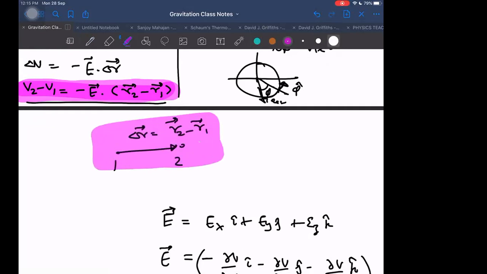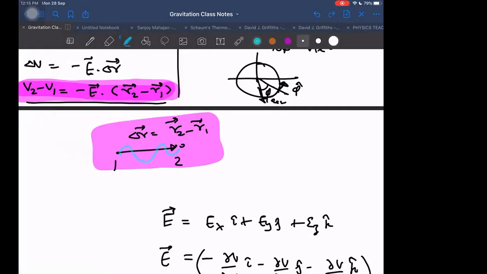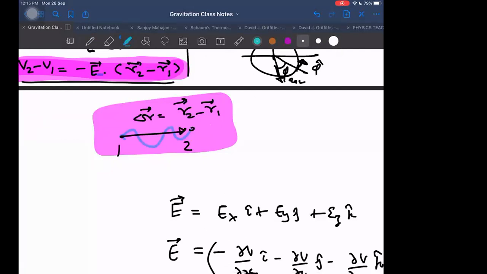1 and 2 are initial and final points, and we are moving from 1 to 2. And we may not be moving in a straight line path. We may be moving in a random shaped curve, but it doesn't matter. As long as E is constant, we can always write it this way: minus of E dot (R2 minus R1), if E is constant. Is it okay? Okay, sir.